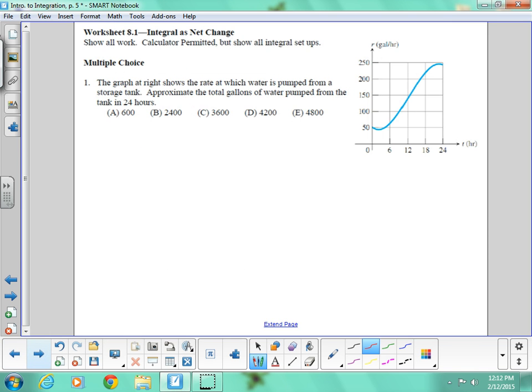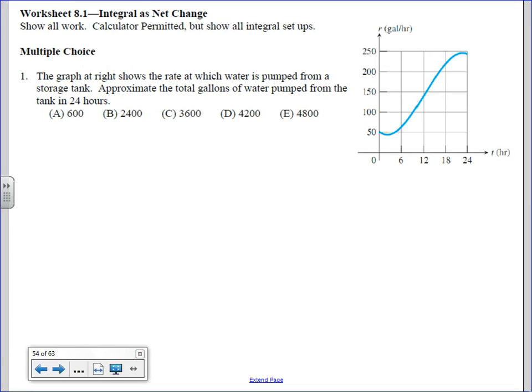You can use your calculators to solve for integrals unless I steal it. I'm sorry. I'm trying to put cool programs on it. You guys should have already read it. What do I have a graph of? Time versus the rate. So this is the graph of what? Derivative. And the rate is measured in gallons per hour, right? So I have a graph of the derivative, gallons per hour. What are they asking me for?